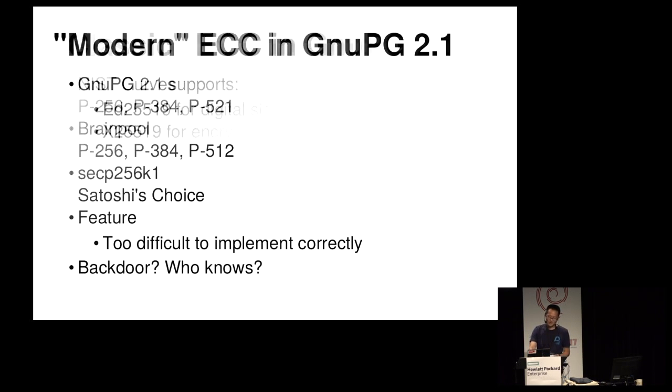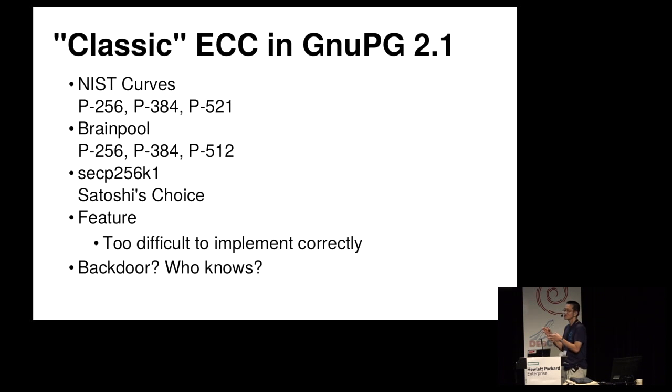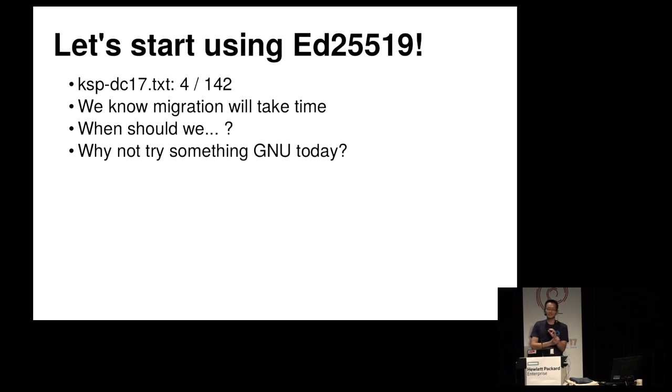Modern ECC, on the other hand, is easier to implement. Currently GnuPG 2.1 supports Ed25519 for digital signature and X25519 for encryption and decryption. Actually, in libgcrypt I have implemented Satoshi's choice, and then I implemented X25519 decryption. And my message today is: let's start using Ed25519, modern ECC.